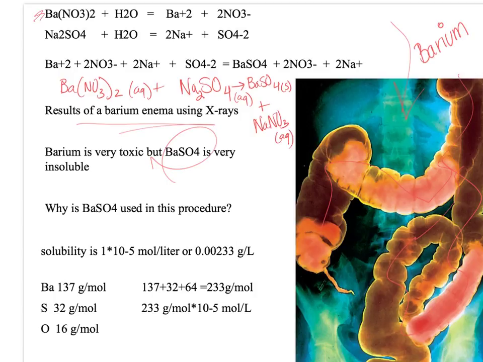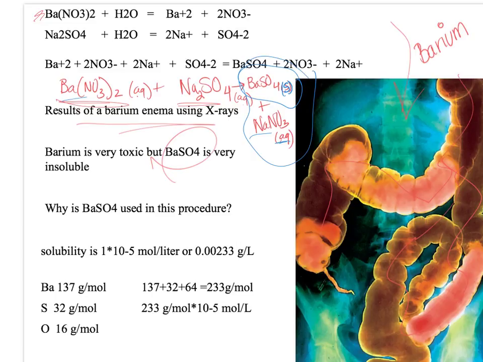So my two reactants, barium nitrate and sodium sulfate, are both aqueous. They both dissolve in water. But the products: sodium nitrate, solubility rules say that all nitrates are soluble in water. So sodium nitrate, like barium nitrate, will be soluble in water. But barium sulfate, solubility rules say it's going to be insoluble in water. And when we write out an equation for something that is insoluble in water, we cannot give it the aq abbreviation because it's not aqueous. Aqueous things dissolve in water. When something is insoluble in water, you label it with an S for solid.